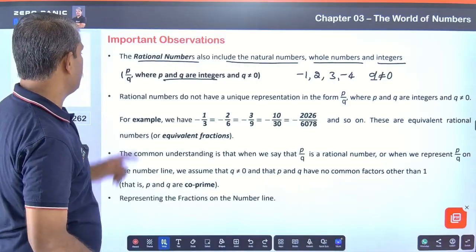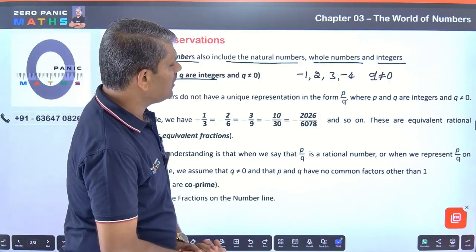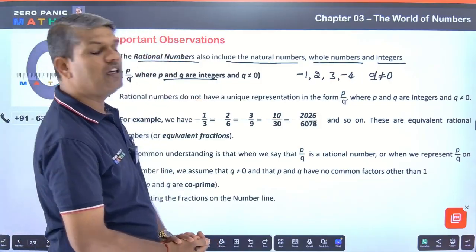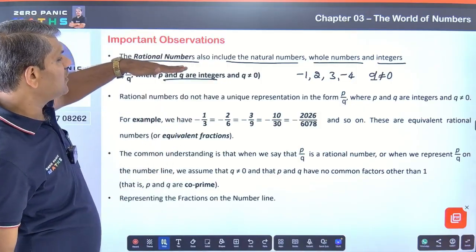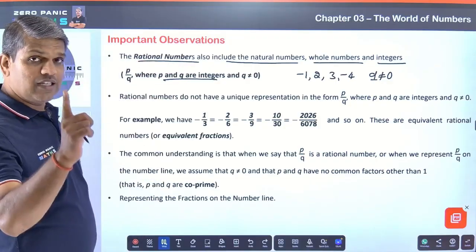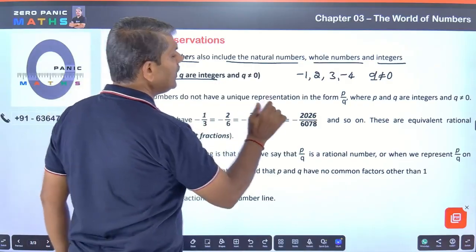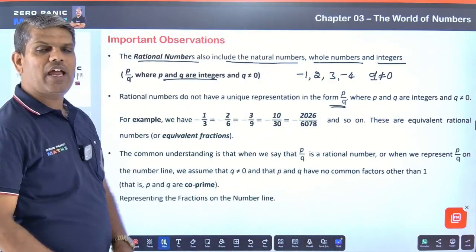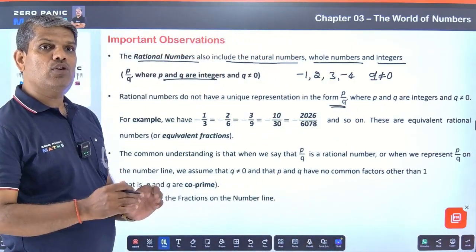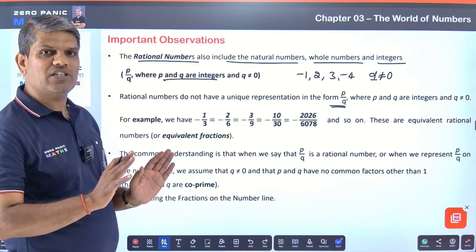So rational numbers do not have a unique representation in the form of p by q. There are some important points we are discussing. So this is the definition. Now this is about, listen to me carefully. They are saying rational numbers do not have a unique representation in the form p by q. So when you are representing some rational number in the form of p by q, that is not the unique representation of the rational number.